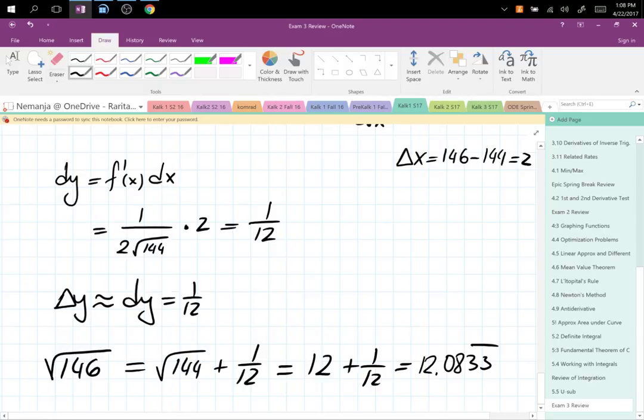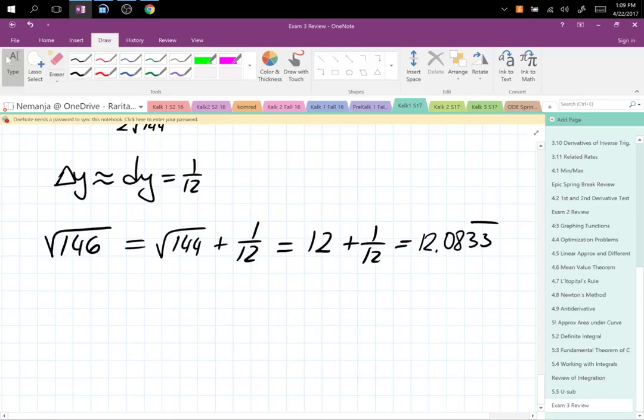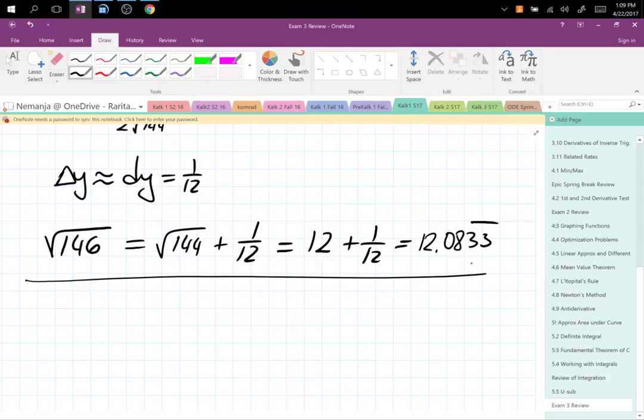Now, what are the cool problems for these? Cool problems for these are the word problems where you have approximate change. So I can come up literally with anything. Say you have a melting ice cube, all right?